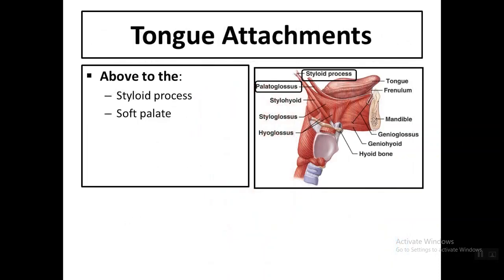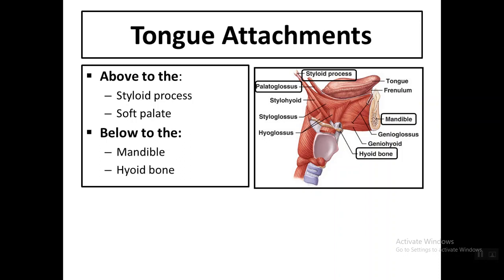The tongue is attached superiorly to the styloid process and to the soft palate by the styloglossus muscle and by the palatoglossal muscles. Below, it is attached to the mandible through the genioglossus muscle and to the hyoid bone through the hyoglossus muscle. So it has an upper attachment and a lower attachment. Above it is attached to the styloid process and soft palate, and below it is attached to the mandible and the hyoid bone.